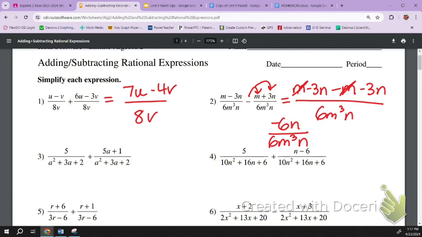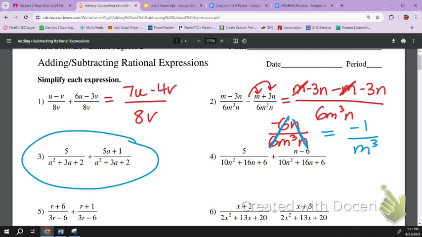Do you see anything that can reduce? 6. Anything else that can reduce? N. So what's going to be left in the top? I eliminated a 6, but there's still a negative. Negative 1, good. All over m to the 3rd. Because that's the only thing that did not cancel out. So cool. Try 3 right now.